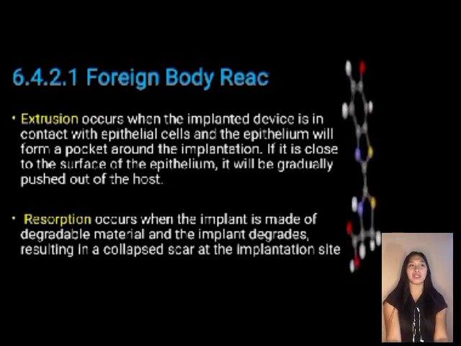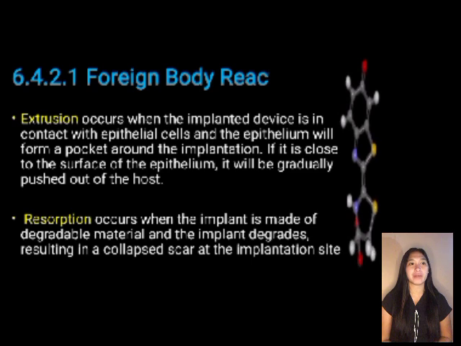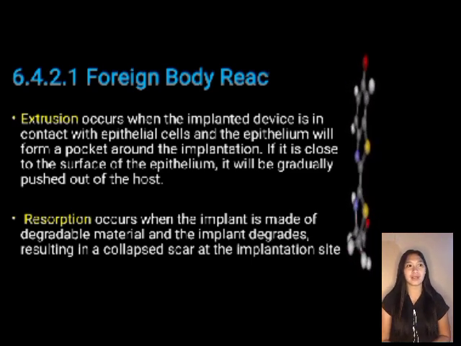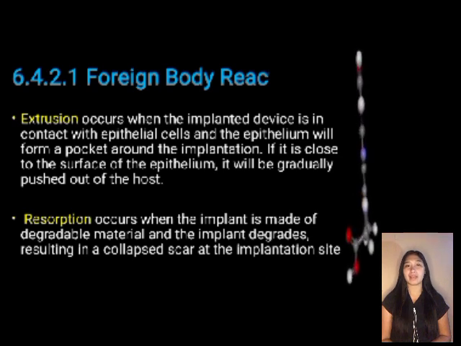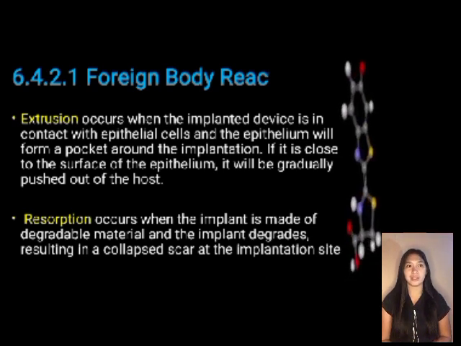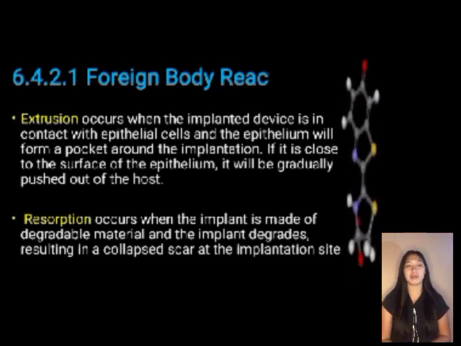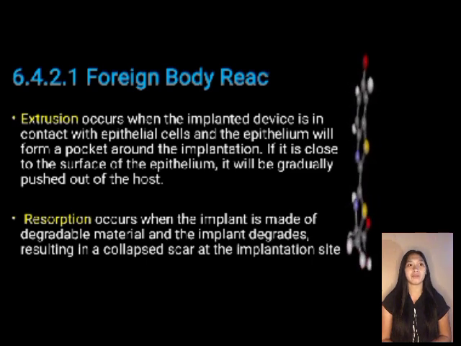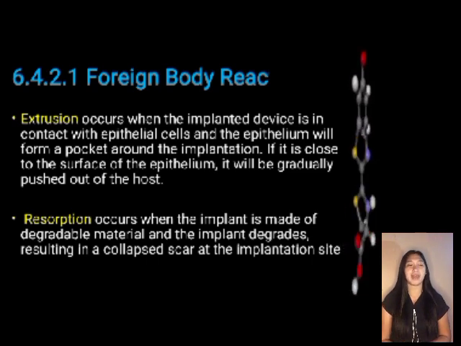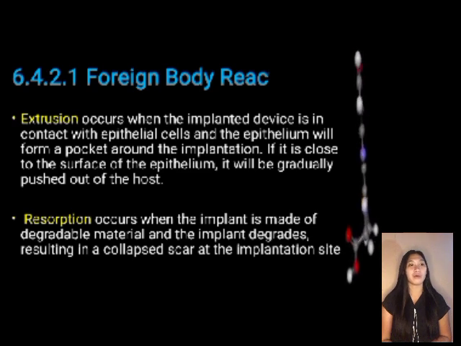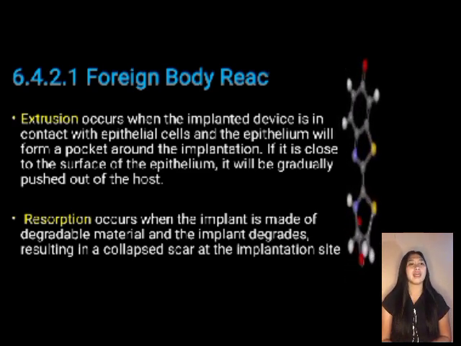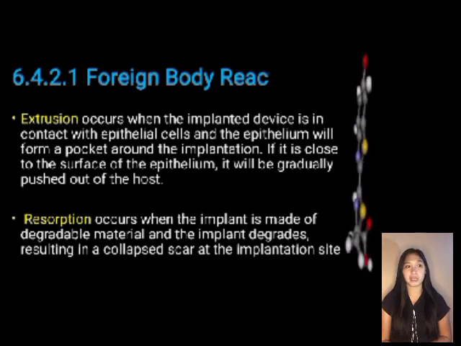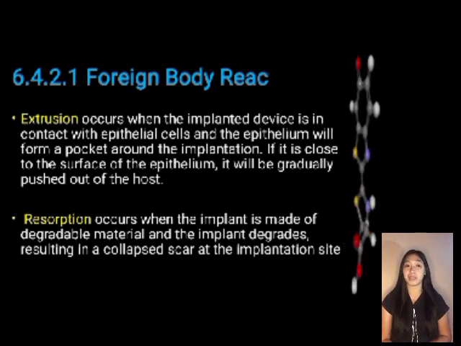Next, we have extrusion. Extrusion occurs when the implanted device is in contact with epithelial cells and the epithelium will form a pocket around the implantation. If it is close to the surface of the epithelium, it will gradually push out of the host. Next, we have resorption. This occurs when the implant is made of degradable material and the implant degrades, resulting in a collapsed scar at the implantation site.